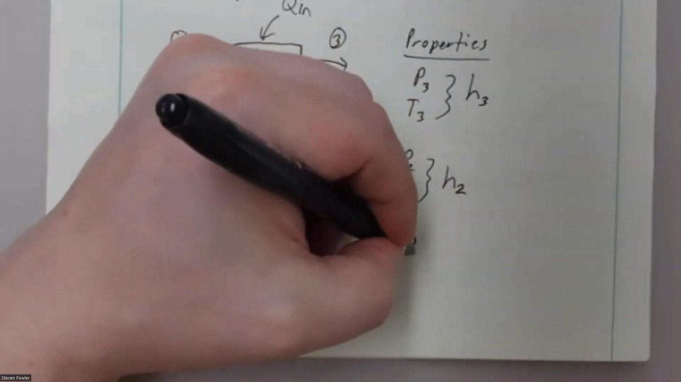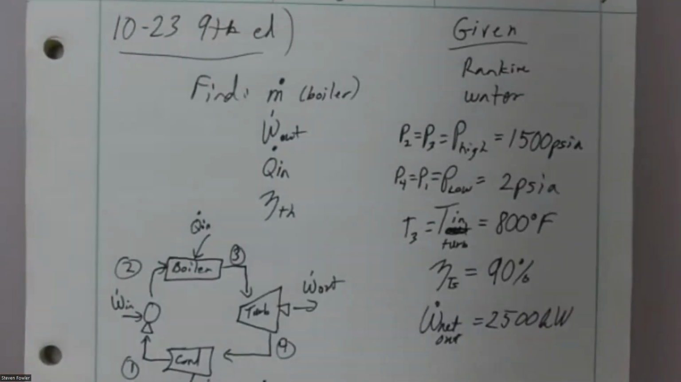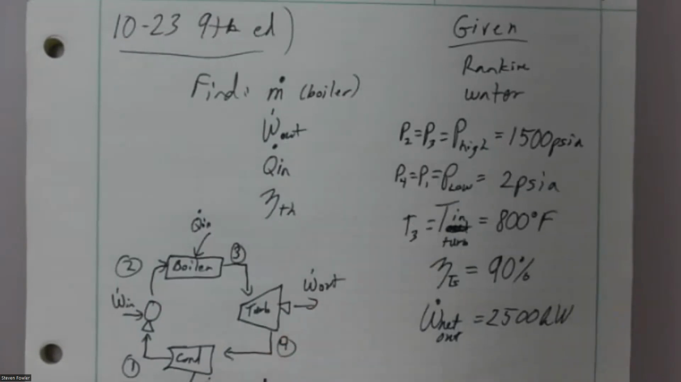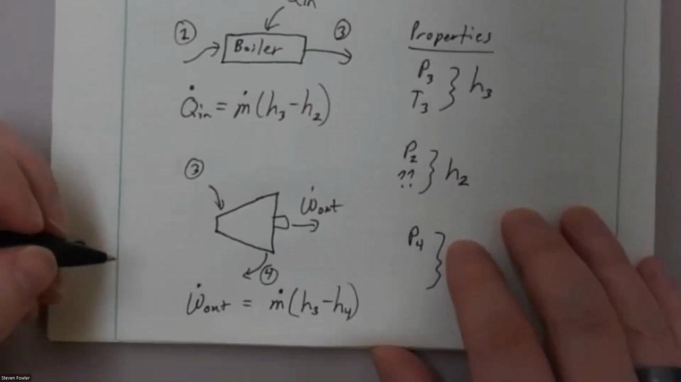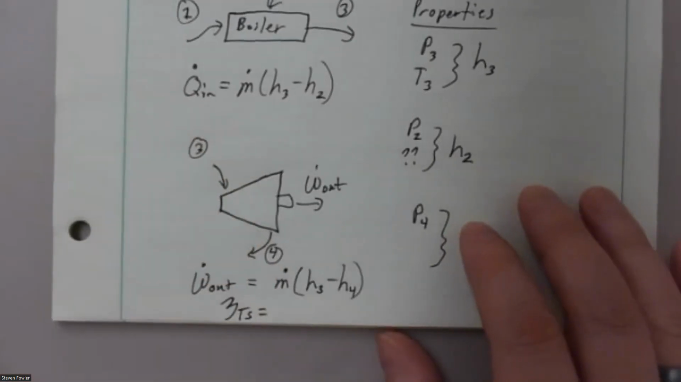what do I know about state 4? Well, I know P4. If I look back at my givens, I know the exit pressure, I know the pressure all the way around the cycle. They've not given me anything else about state 4, but they have told me this. They said, hey, this turbine is not 100% efficient. It's not an ideal turbine. It's not an isentropic turbine. It's within 90% of the isentropic turbine. So they told me something else about state 4 here. They've told me the isentropic efficiency for this turbine.